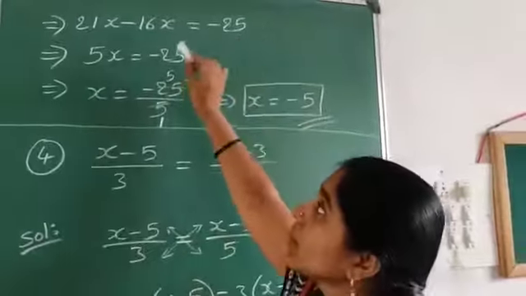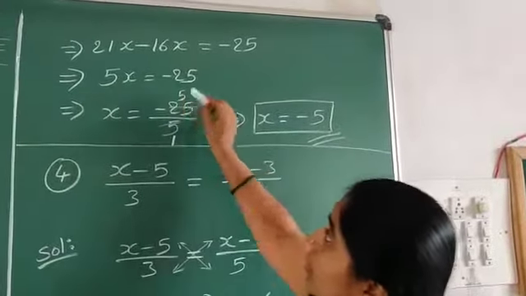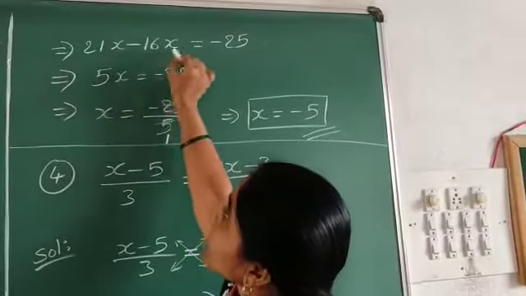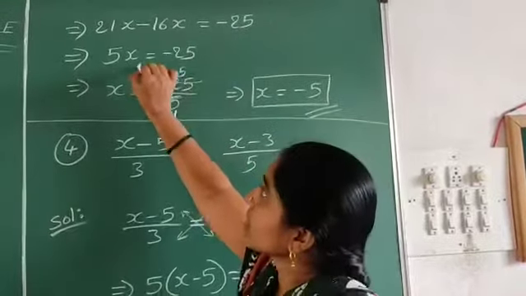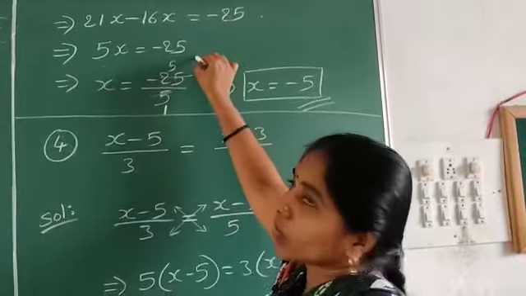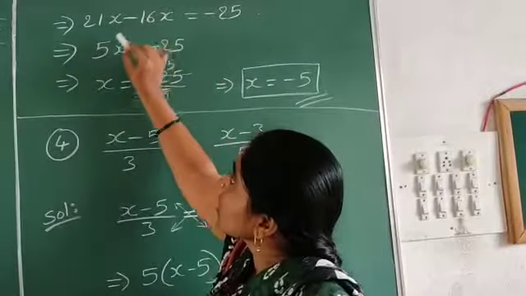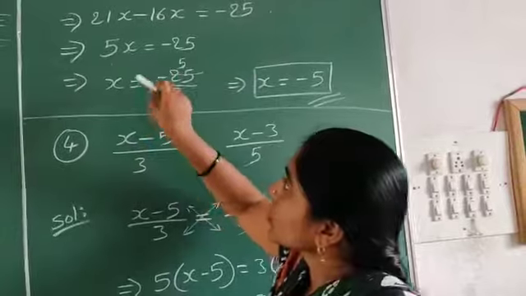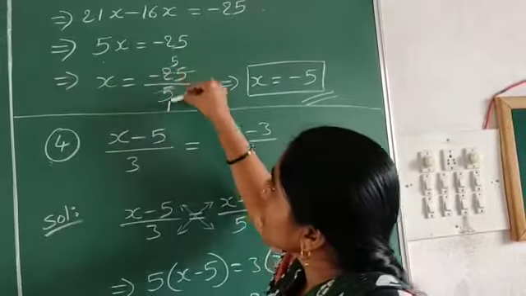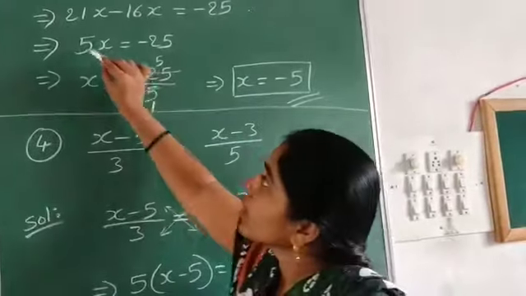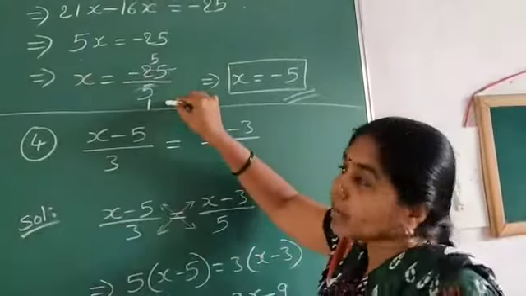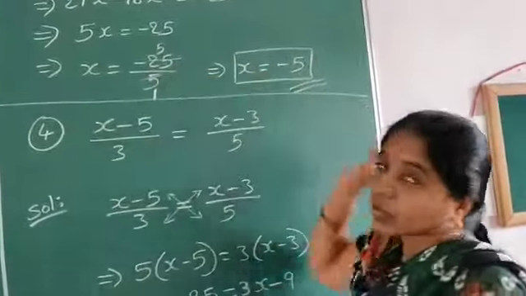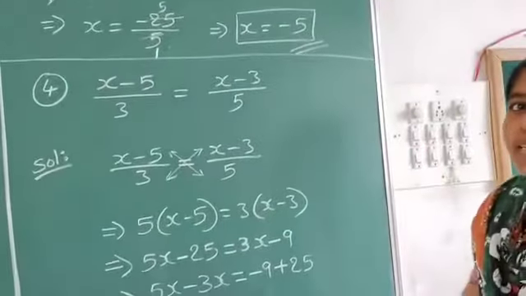Okay. Now, I am going to transpose, children. No need to transpose. First you subtract it. 21x minus 16x gives 5x, which is equal to minus 25. Okay. In 21, 16 you subtract, you will get 5. The variable as it is. Now you transpose. x is equal to minus 25 by 5. Okay. When you transpose, it will come to the denominator. 5 5s are 25. Therefore, x is equal to minus 5. Okay. Next question.